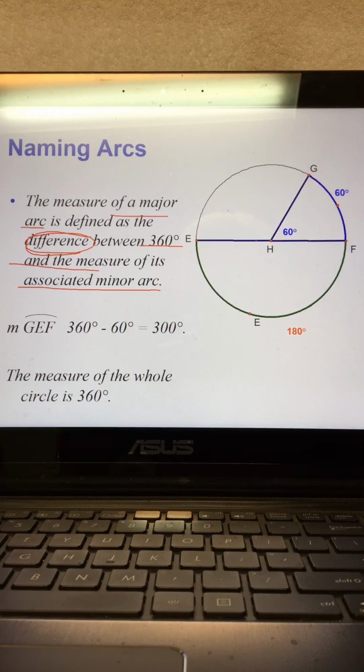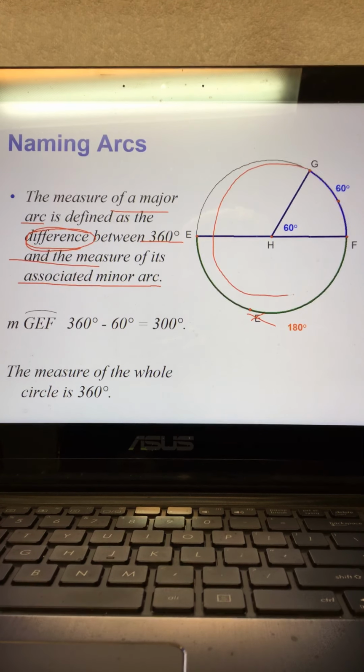So if I'm trying to go from G to E to F all the way around here, and I want to know the measure of that major arc, you start with 360, it's going to be subtraction. And what's the minor arc that isn't included in this? That's 60 degrees. So it's 360 minus 60 would be 300. So the measure of the major arc is 300.